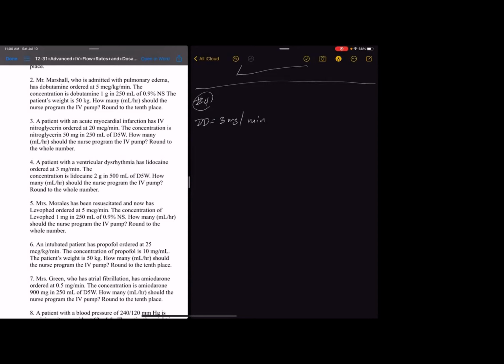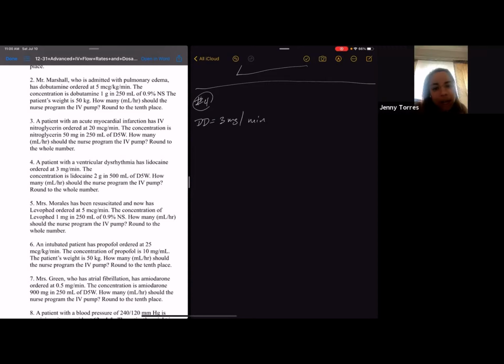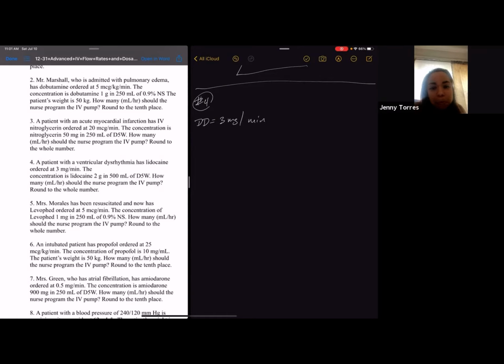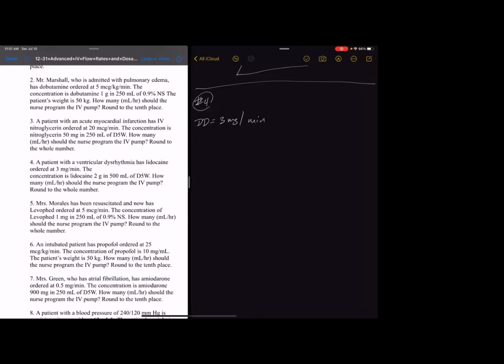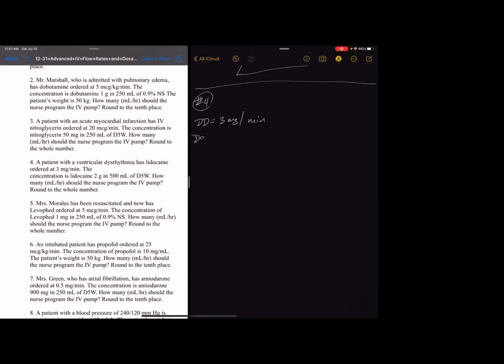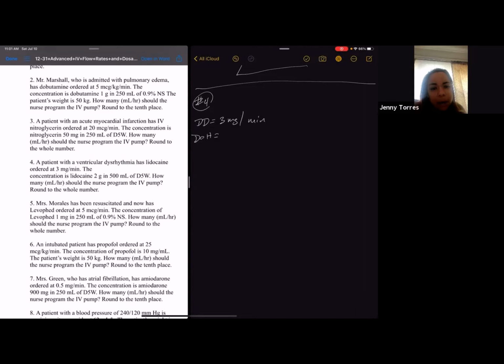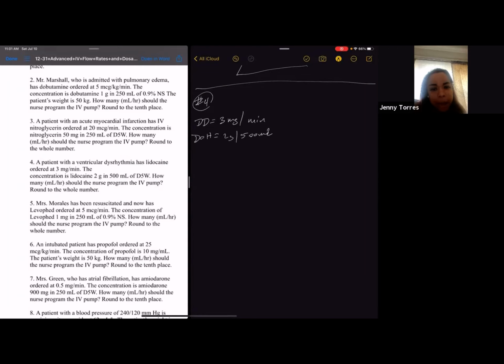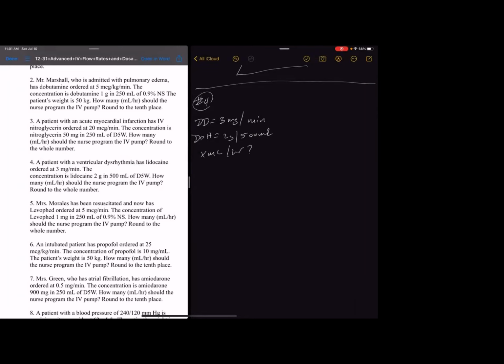Very good. And then what's the next thing it says? The concentration is lidocaine at 2 grams and 500 ml. So when it says concentration, what does that mean to you? Medication supplied, the concentration of this medication. That's what they have on hand. Dose on hand, right? Dose on hand is 2 grams and 500 ml. How many mLs per hour should the nurse program the IV pump? So X ml per hour.